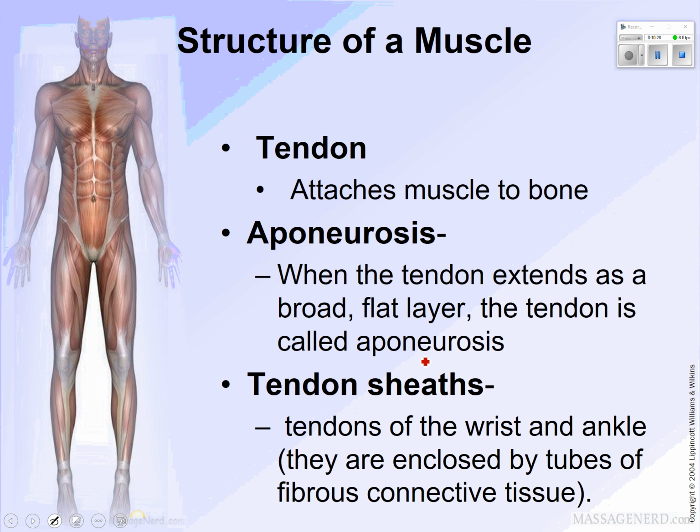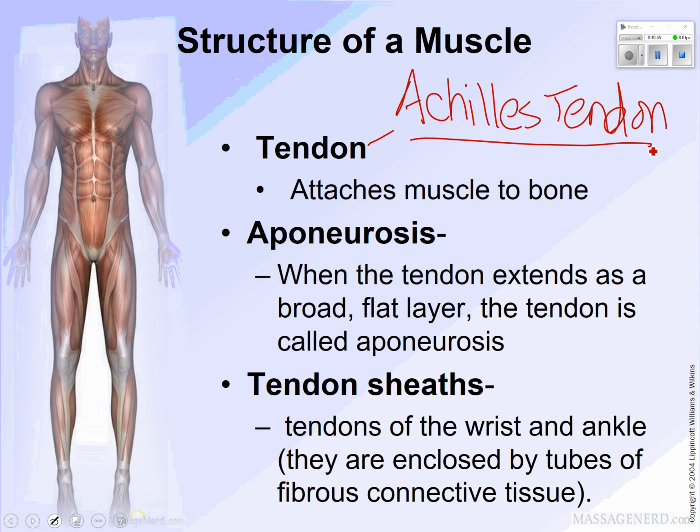So tendon: this attaches muscle to bone, and you do need to know one particular tendon for right now. We'll add more later. That is the Achilles tendon. Make sure you write that one down. What you need to know about the Achilles tendon is that it is the strongest tendon in the body. It attaches your gastrocnemius to your calcaneus bone. So it attaches the gastrocnemius muscle, which is your calf muscle, to the calcaneus bone, and the calcaneus bone is your heel bone.